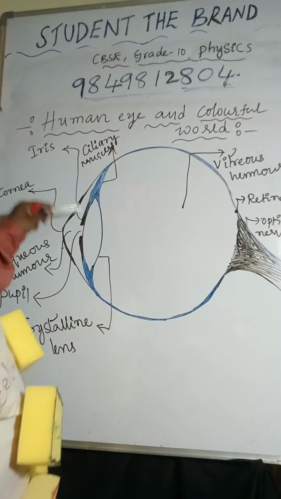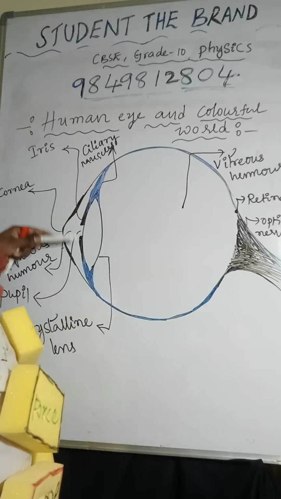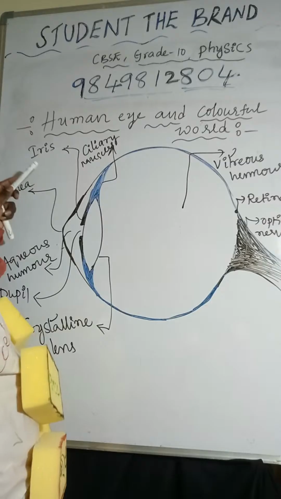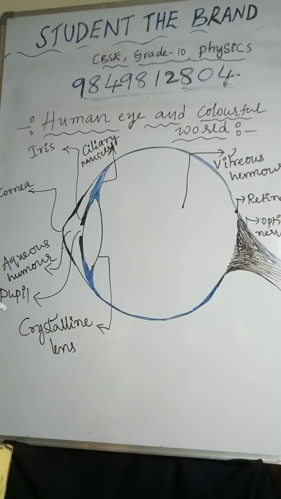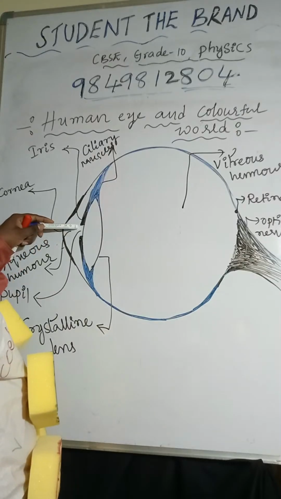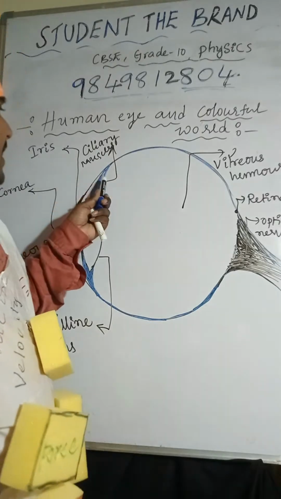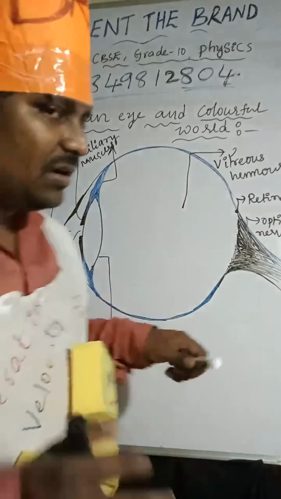And coming to the iris, it is a dark muscular diaphragm which controls the size of the pupil and regulates the amount of light entering the eye. Now we'll talk about ciliary muscles.